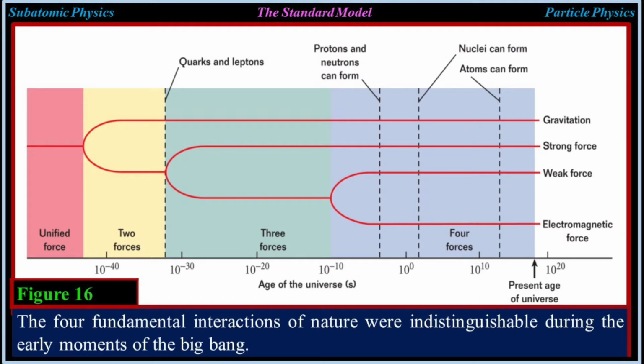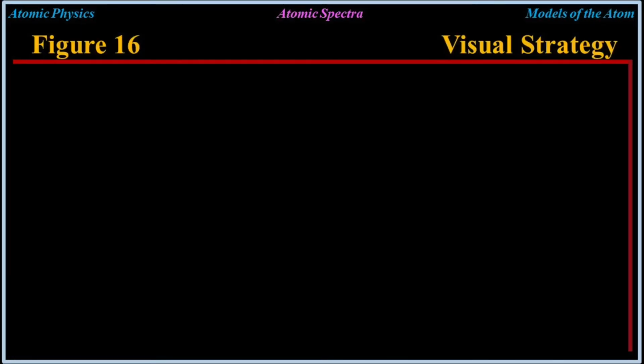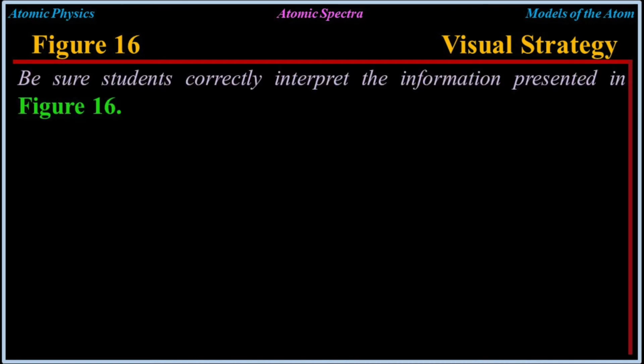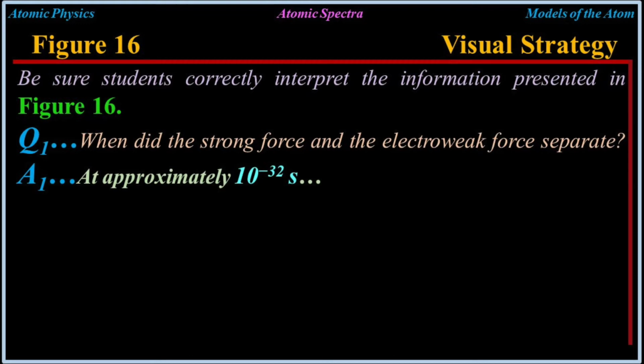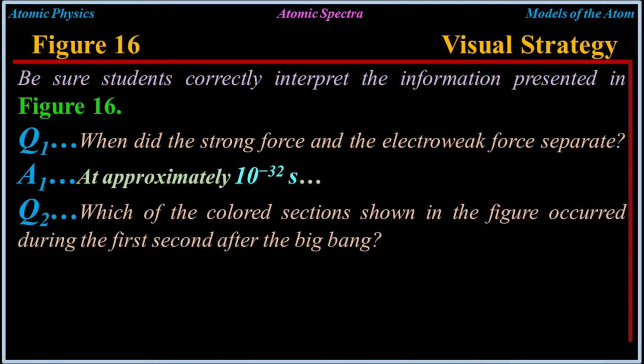Study carefully. We will do a visual strategy on figure 16. Be sure students correctly interpret the information presented in figure 16. That's why we're doing a visual strategy. When did the strong force and the electroweak force separate? At approximately 10 to the negative 32 seconds.